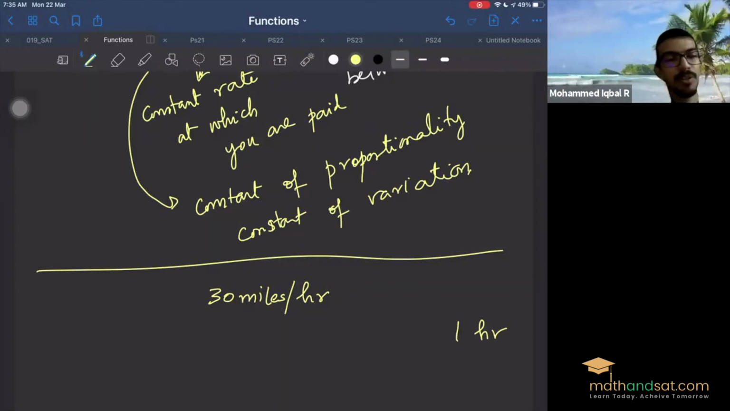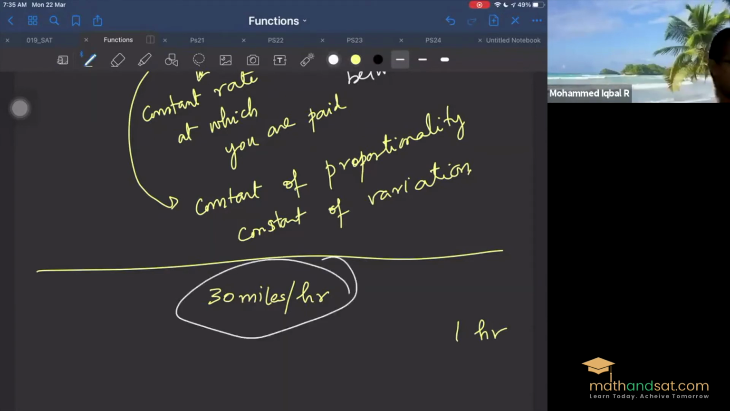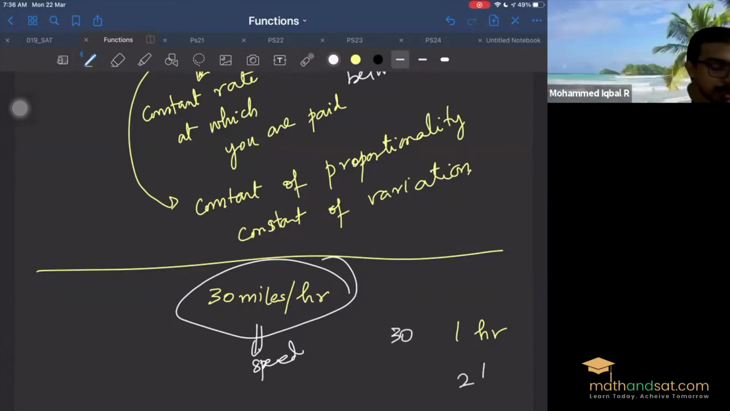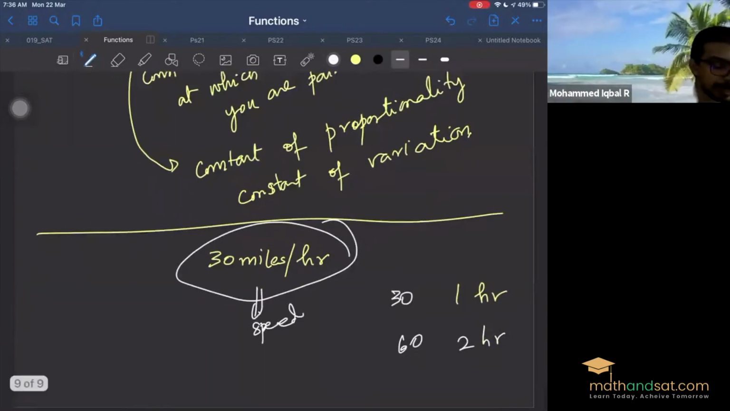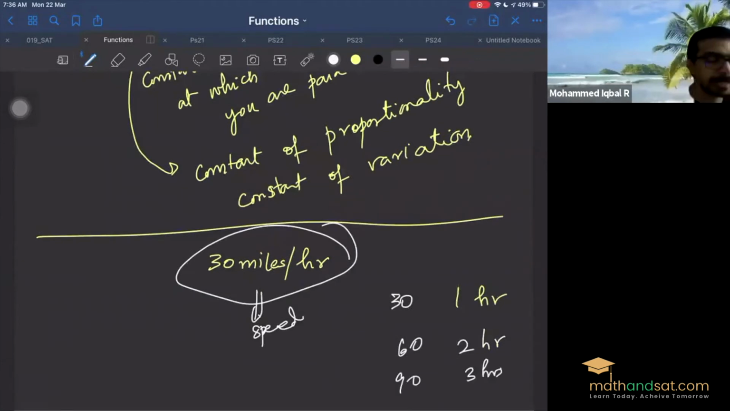See, what does this represent? This represents your speed, right? What does speed tell me? Speed tells you how much distance you will cover in 1 hour. It says 30 miles per hour. So in 1 hour, you're going to cover 30 miles. So in 2 hours, how much will you cover? 60, yes. In 3 hours, you will be covering 90 miles.